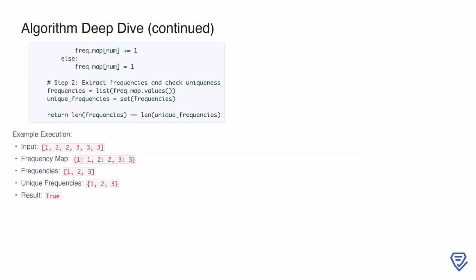To wrap everything together, here's the complete pseudocode for the solution. First, we check if the input array is empty. If it is, we immediately return true, since an empty array has no frequencies to compare.